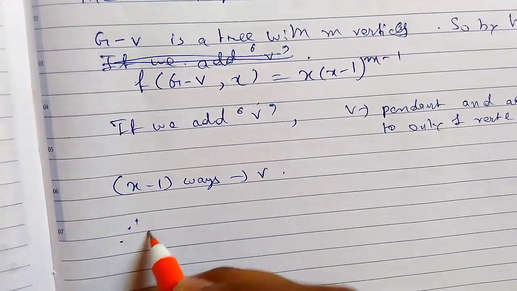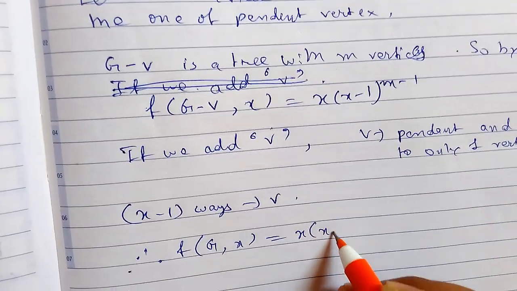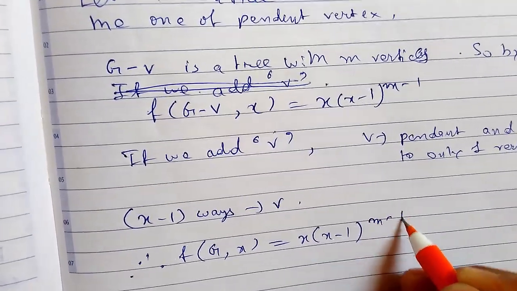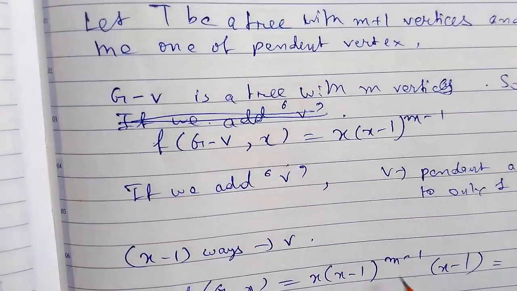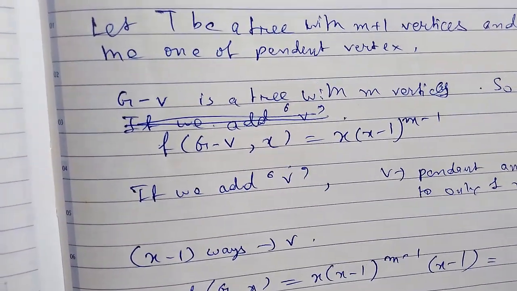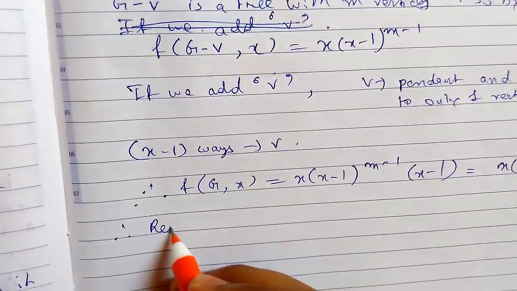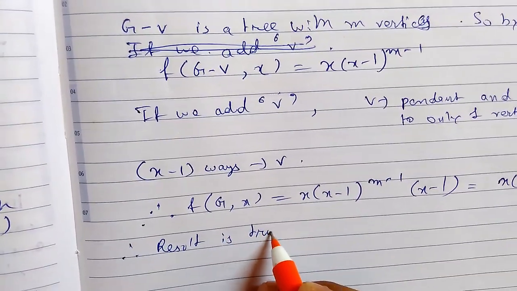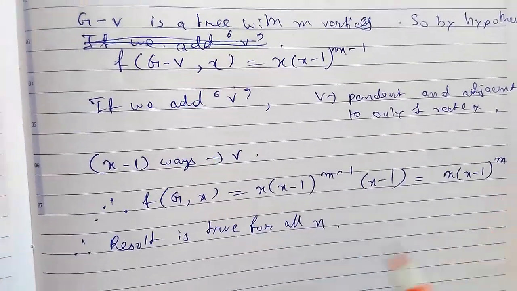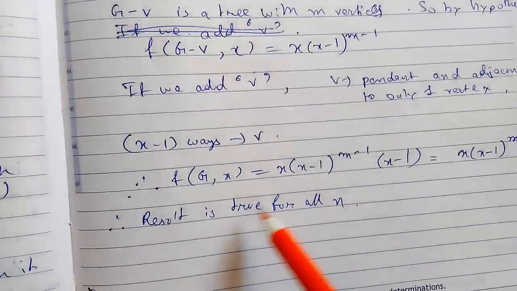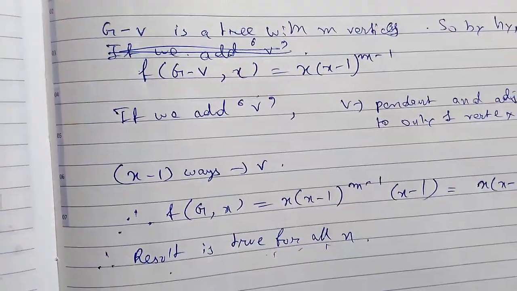Therefore f of G comma x is x into x minus 1 to the power m minus 1, times x minus 1 for the remaining vertex v. Multiplying this, we get x into x minus 1 to the power m. Therefore the result is true for all n, because it is true for m and we assumed it was true for m. So this is all about it. Thanks for watching.